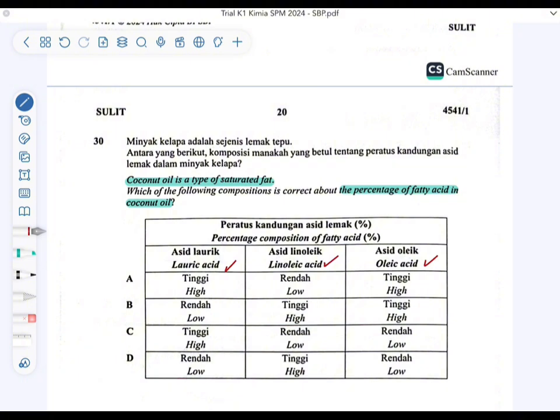So maybe you need to refer back to your textbook or any reference book. This kind of question is actually very rare, so maybe it will not really come out in the exam, because it needs you to memorize it. So the answer will be C, which is that in this coconut oil we have high lauric acid, low linoleic acid, and low oleic acid. So I think we will discuss the questions until here first, and we will continue in the next video.